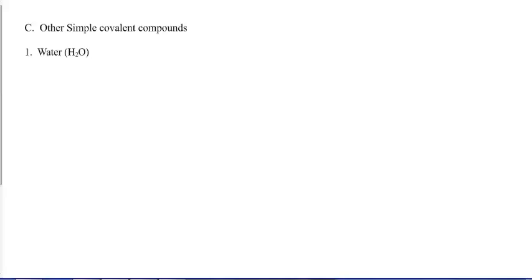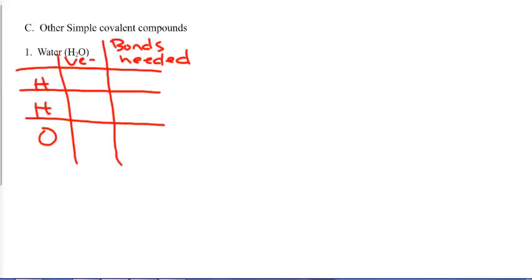So they're not always going to be diatomic elements when you do a covalent compound. We're going to start with some simple covalent compounds today that have more than one type of atom. So water is H2O. What that means is we have 2 hydrogens and an oxygen. You don't always have to do this list, but it probably will help you to start off. So I'm making a chart. I've got hydrogen, hydrogen, and oxygen. I'm going to look at how many valence electrons each has, and then how many bonds they need to be full, like a noble gas.